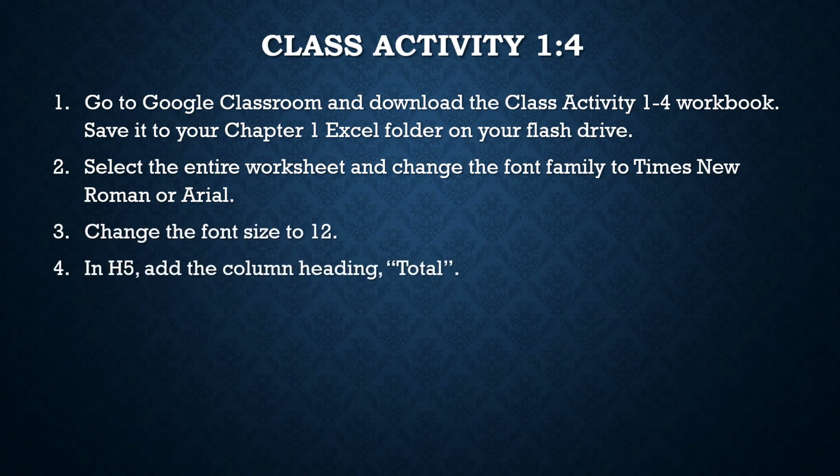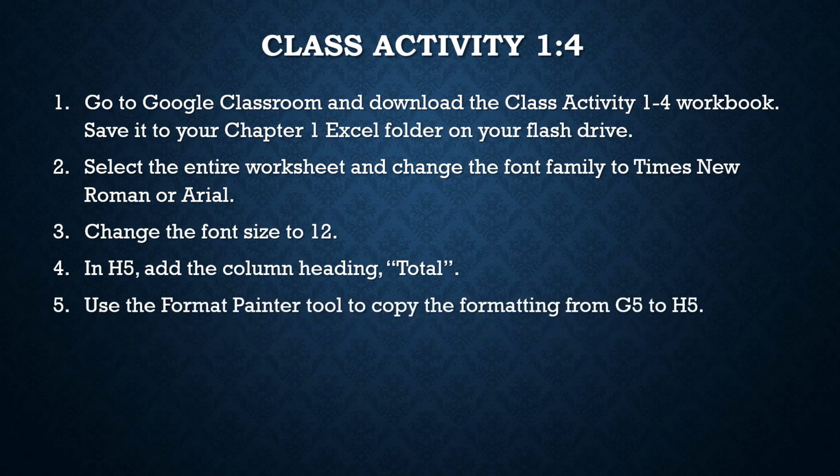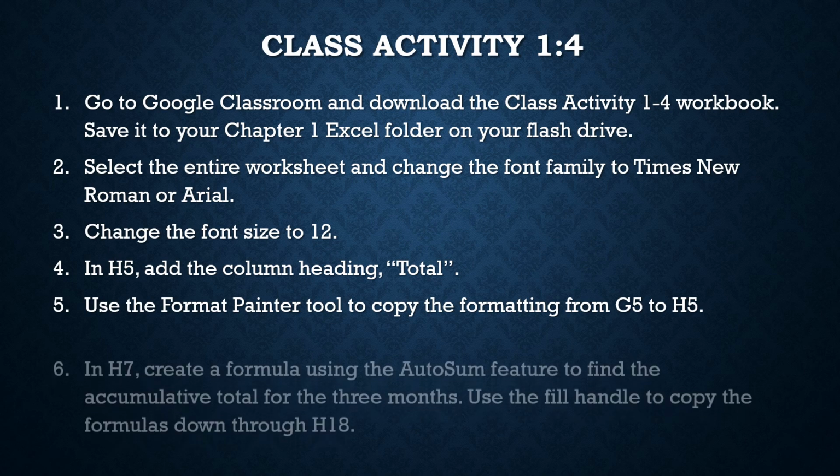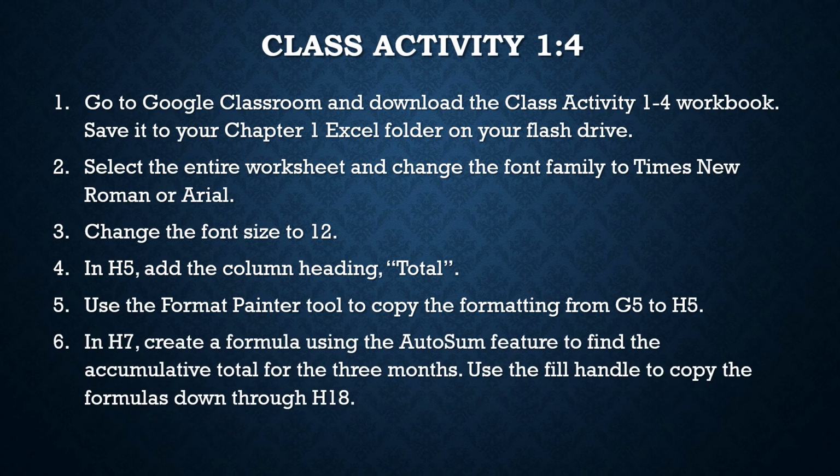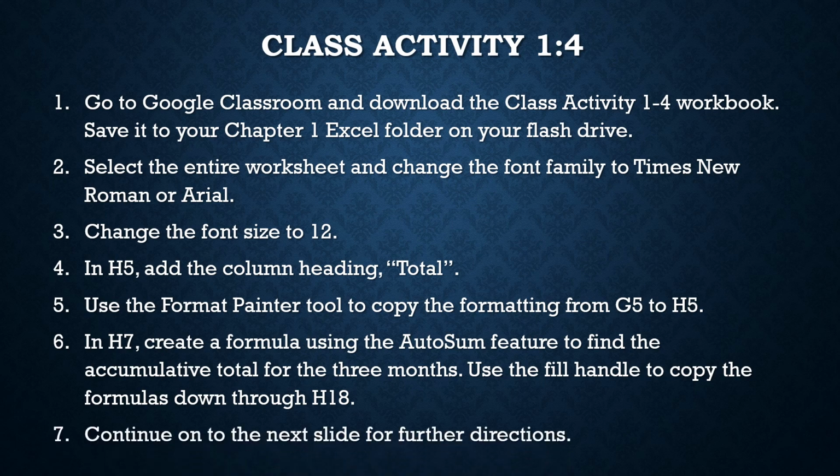In H5, add the column heading Total. Use the Format Painter tool to copy the formatting from G5 to H5. In H7, create a formula using the AutoSum feature to find the accumulative total for the 3 months. Use the fill handle to copy the formulas down through H18. Please continue on to the next slide for further directions.